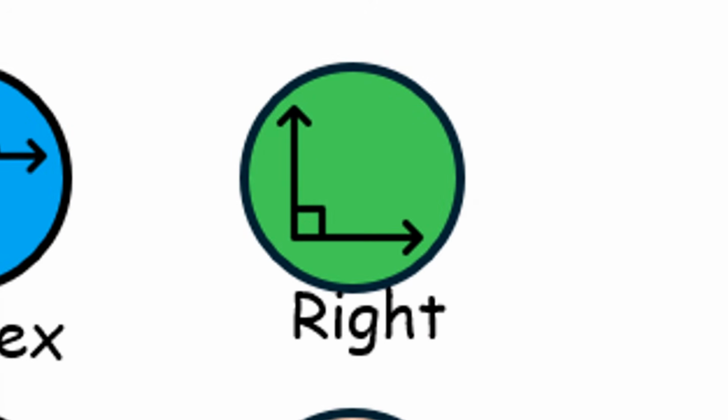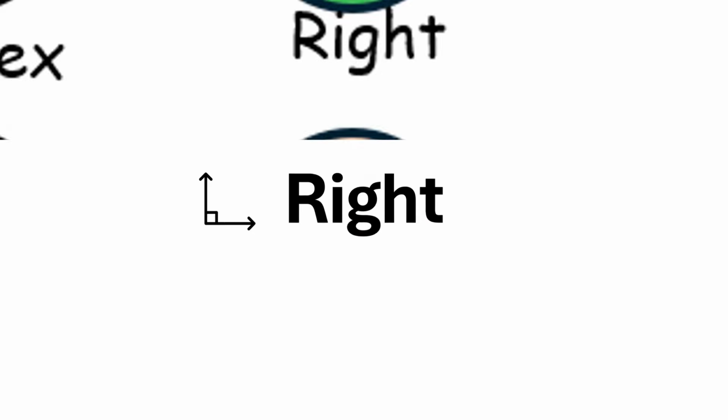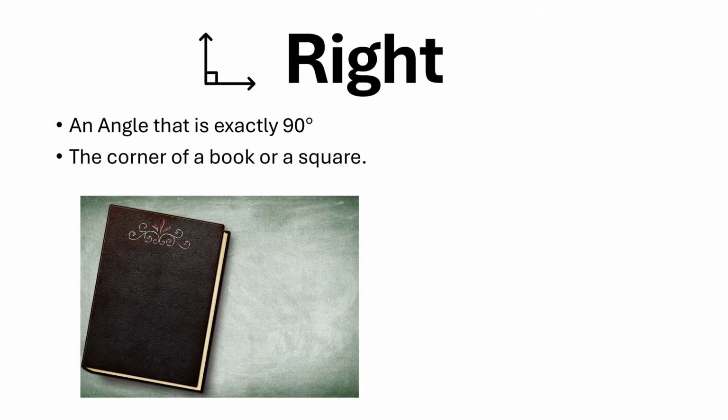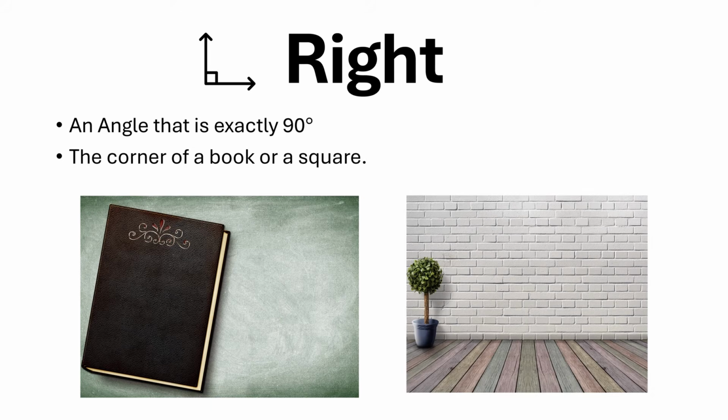Right angle. A right angle is an angle which is exactly 90 degrees. For example, the corner of a book or a square. Right angles are arguably the most important angles because they are very useful in engineering and construction.